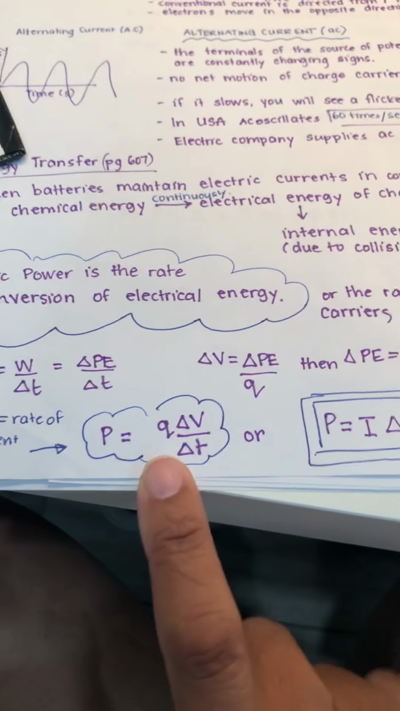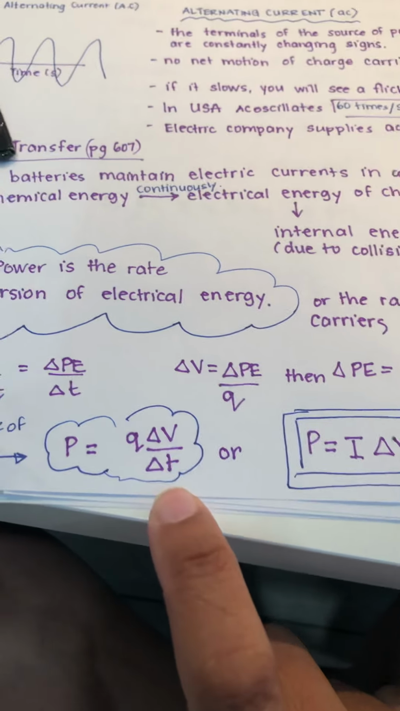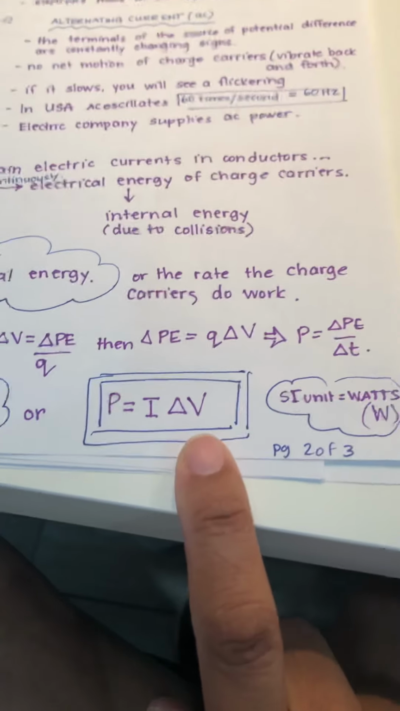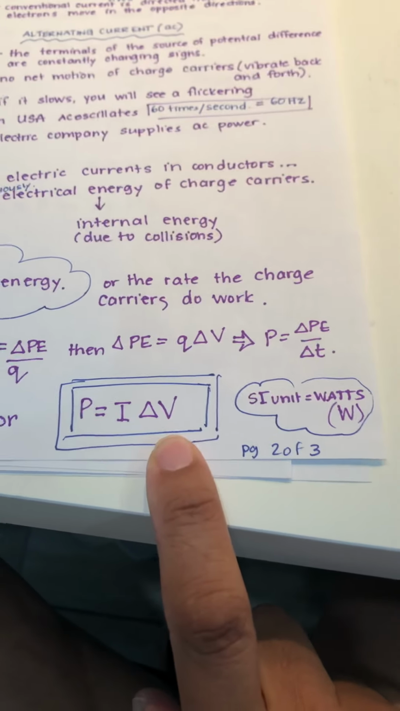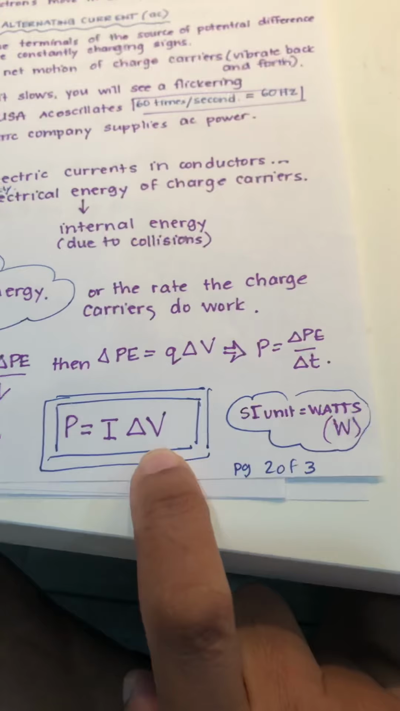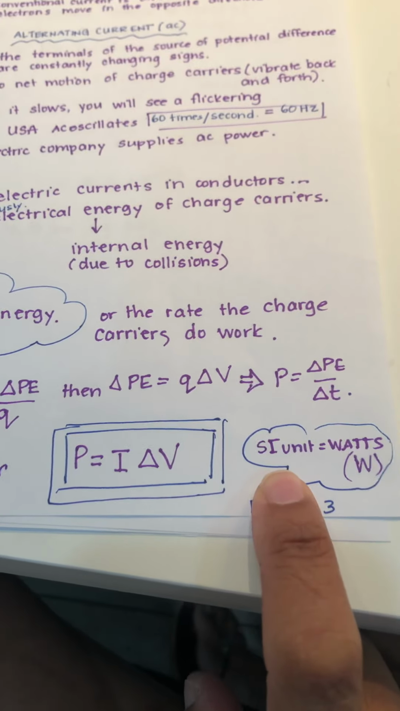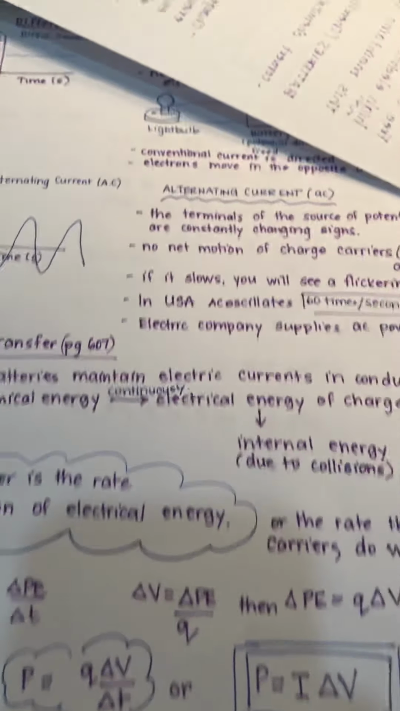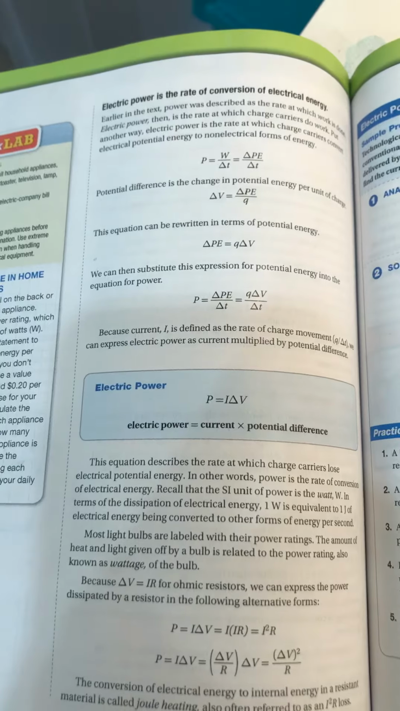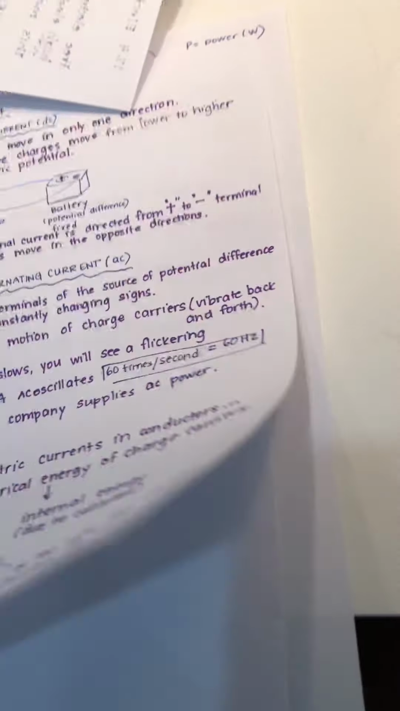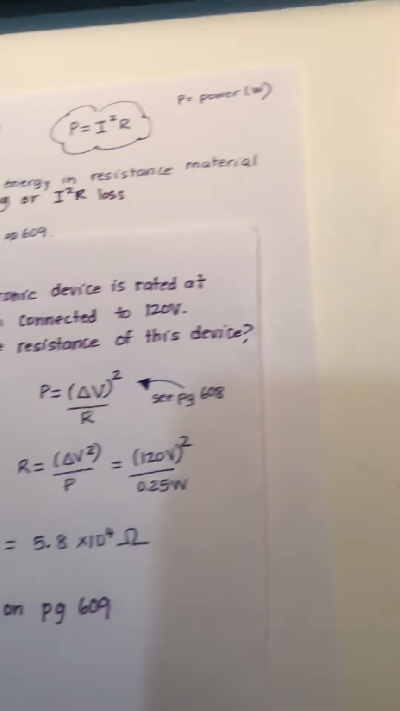You can then take all of this and plug it in, so you get P, power, is equal to I times delta V, and the SI unit is watts, or a big W. So if you kind of got lost in all that from my notes, there is a good explanation in the book about this. It's on page 608, and you can follow along. There's also the PowerPoint that I can reattach if you need it. It's earlier on in one of the other assignments.